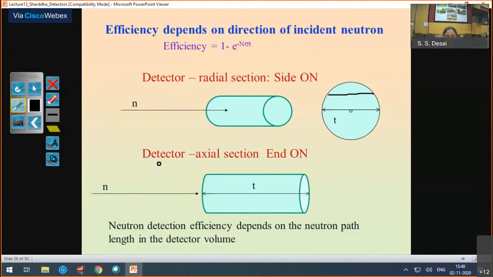whereas if the detector is mounted in the end-on position, facing the circular flat portion of the cylinder, then you are seeing the entire length of the detector as T. Here it works as a point detector, and there it works as a linear detector. So that is the difference. When you want to use it as a point detector, use it in the end-on position. If it is a long linear detector and you have to cover a larger length, then use the side-on position. But the efficiency is a factor which has to be considered.